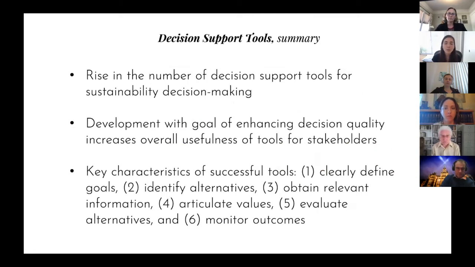So in sum, we are seeing a rise in the number of decision support tools for sustainability decision-making. And we have presented the case here that perhaps they should be developed with the goal of enhancing decision quality to increase overall usefulness of the tools for stakeholders. And through our review of the literature, what we've distilled are key characteristics of successful tools that enable stakeholders to clearly define goals, identify alternatives, obtain relevant information, articulate values, evaluate alternatives, and monitor outcomes.